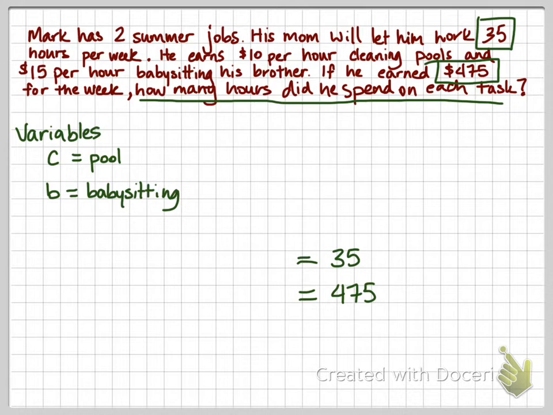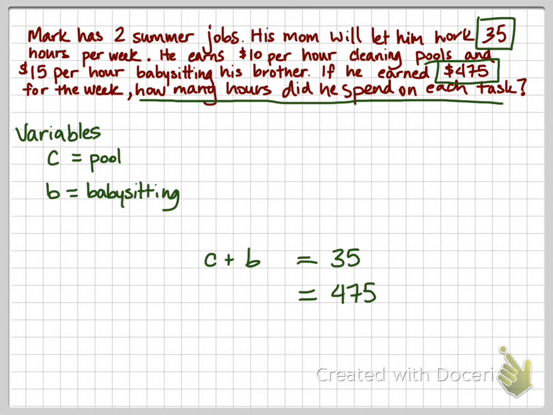Looking at the 35, that's the number of hours that he worked. So that has nothing to do with how much he made, that's just the number of hours. So we know that all together he worked 35. So then we're going to say, the number of hours cleaning the pool plus the number of hours babysitting is going to give us 35. So our first equation would be C plus B equals 35.